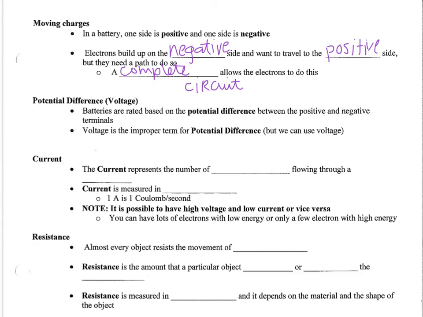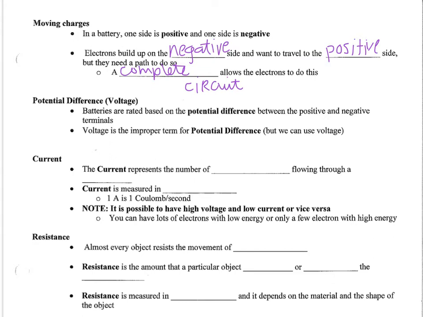Voltage, also known as potential difference. Batteries are rated based off of their potential difference. You have like a 9-volt battery, 12-volt battery. Anytime you look at a battery, it's going to tell you the voltage between the positive and the negative terminals. So voltage is the informal term for potential difference. In other words, think about how much potential it has to go from positive to negative. So the more potential difference, the higher the voltage, because it's got more for it to be able to get there.